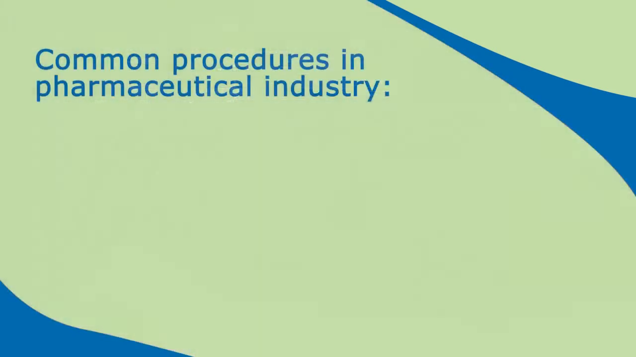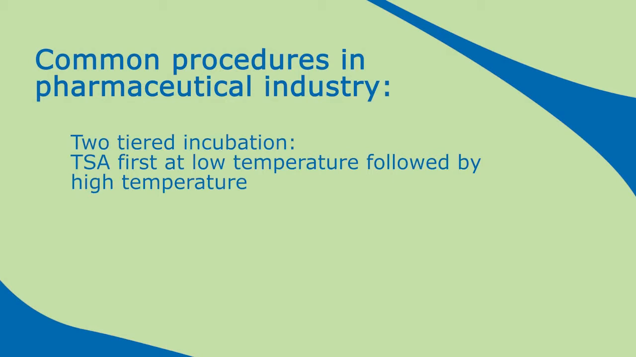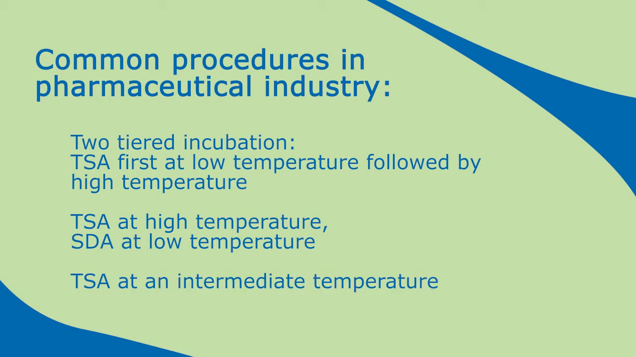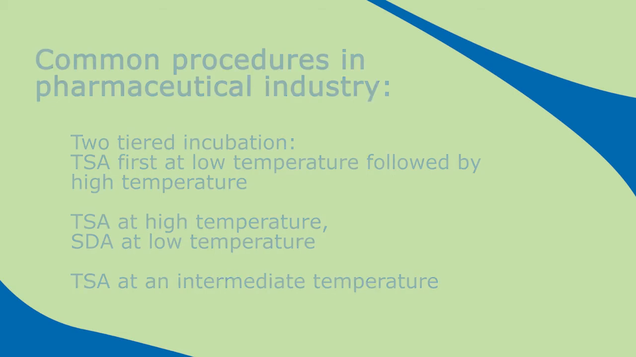Typical procedures in the pharmaceutical industry are as follows. A two-tiered incubation, meaning to incubate TSA at a low temperature first, followed by a high temperature. For instance, start with 20 to 25 degrees Celsius, followed by 30 to 35 degrees Celsius. Or incubate TSA at a high temperature of 30 to 35 degrees Celsius and SDA at a low temperature, for instance 20 to 25 degrees. Or incubate TSA at a medium temperature, for instance 30 degrees Celsius.